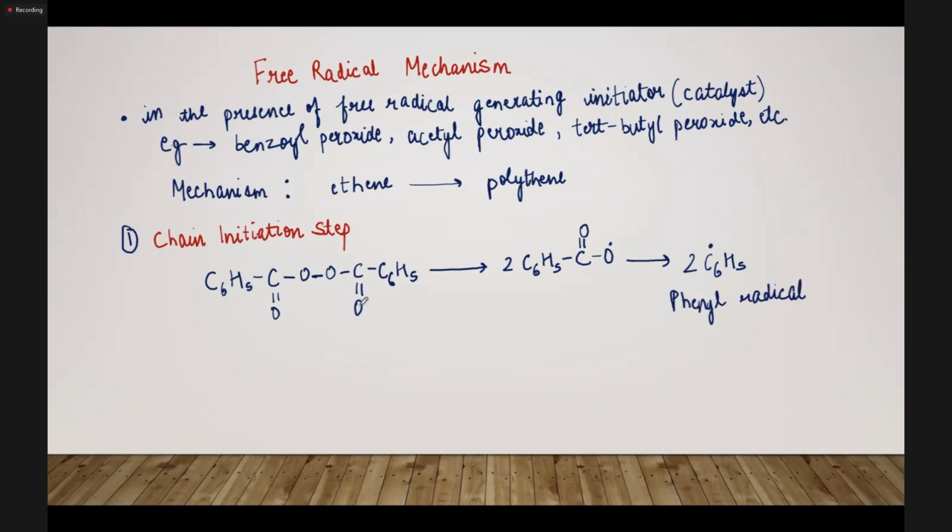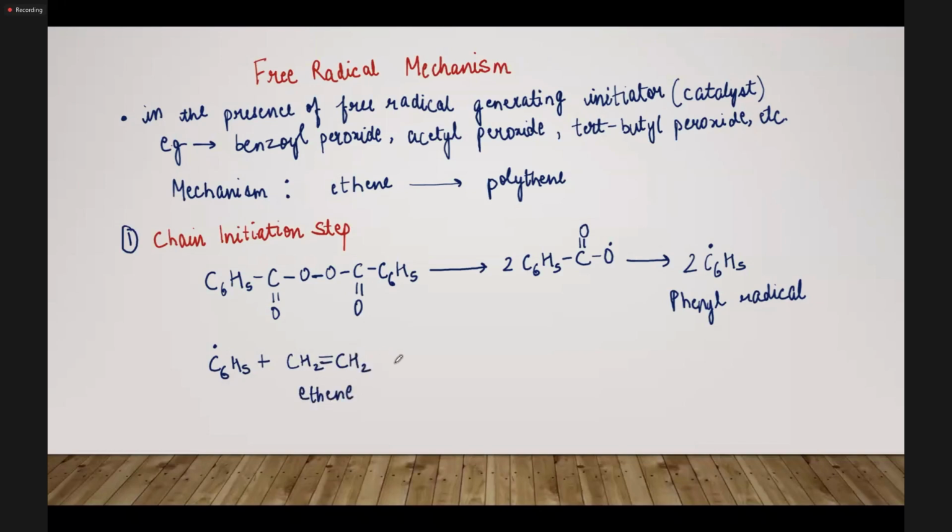ठीक है, now what happens is this free radical now adds on to the ethene. Ethene हमारा मोनोमर है in this case. So this is C6H5 plus CH2 CH2. Ethene is CH2 CH2. This is ethene.